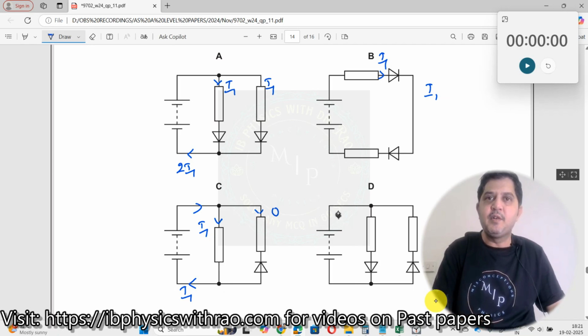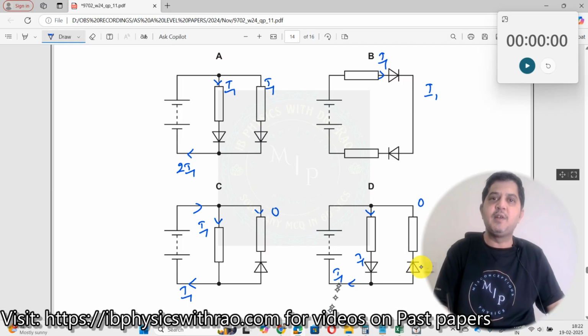Let us see. So now here what happens? The current comes here, positive terminal. So this current comes over here, which is I1. Okay. Now when the current comes here, what happens? This is a reverse bias over here. So therefore current here is 0. The total current entering the negative terminal will now be equal to 1 I1.